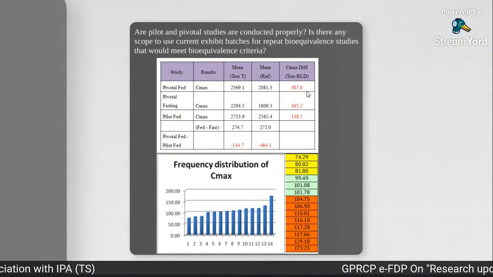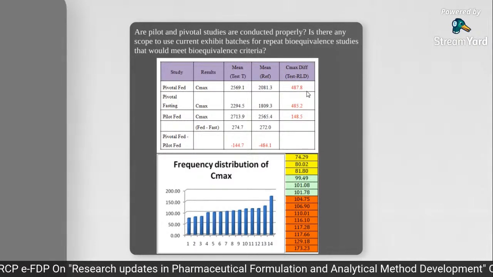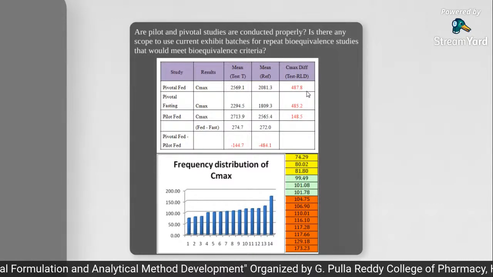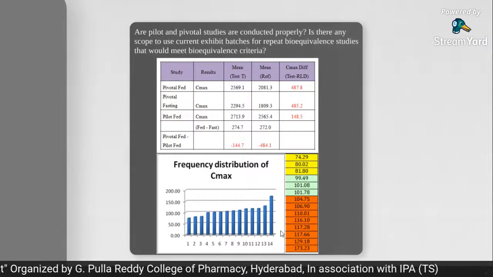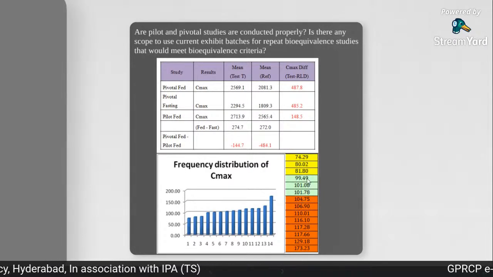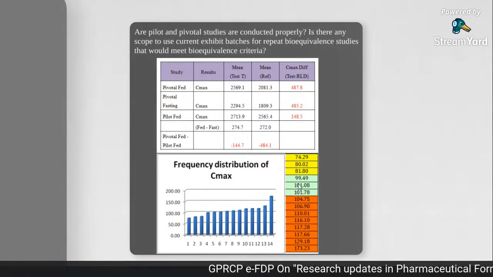The same test formulation, when repeated, why has it behaved differently in a small number of volunteers and a large number of volunteers? Following the systematic approach, we plotted the individual subjects' values as a graph: the frequency distribution of T by R ratios of the individual 14 subjects. Now we can look into the 14 subjects' individual T by R ratios.